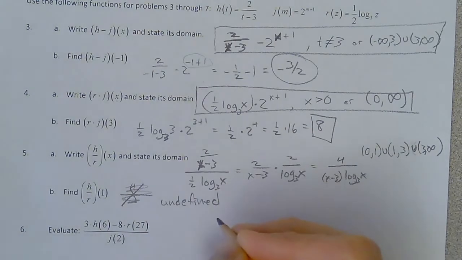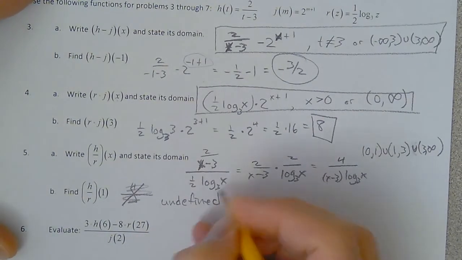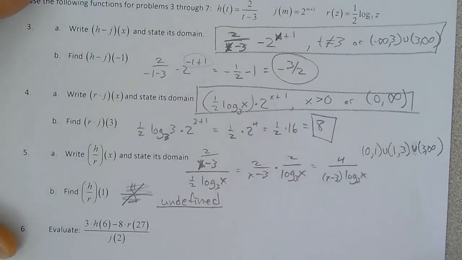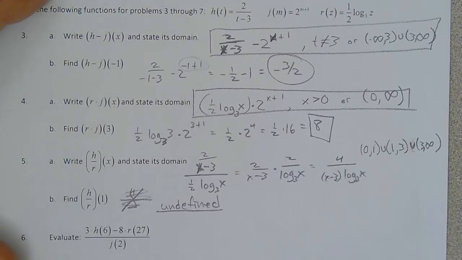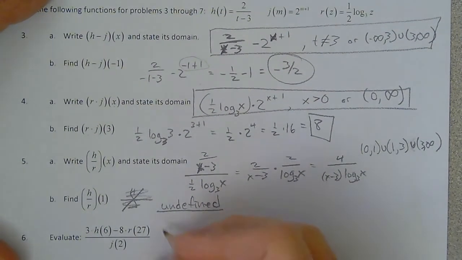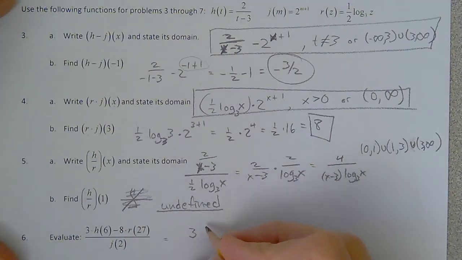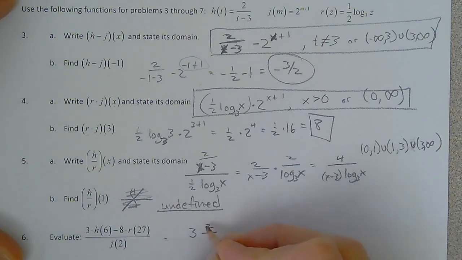Okay, there is no value of this function at 1. All right, and finally, evaluate 3 times h of 6. So that would be 3. Our h here is 2 over t minus 3. We're putting a 6 in there.